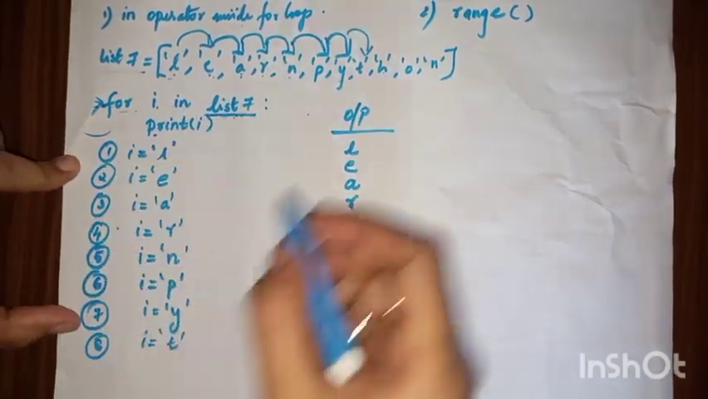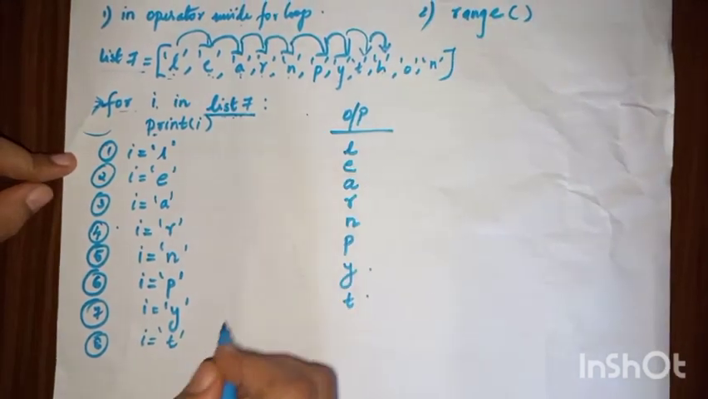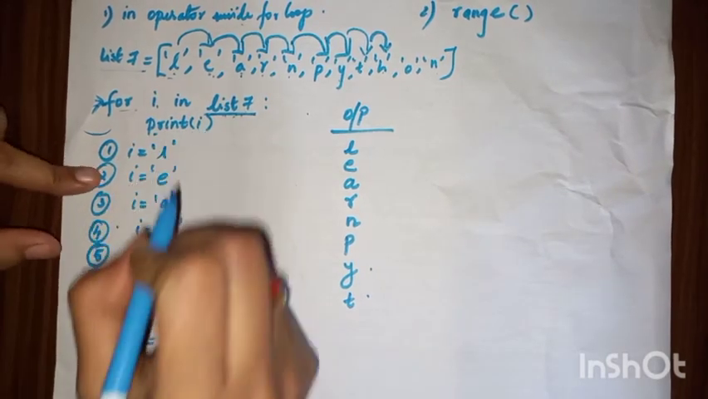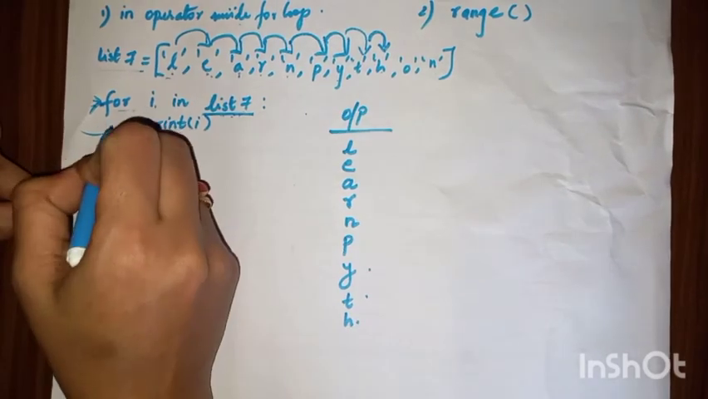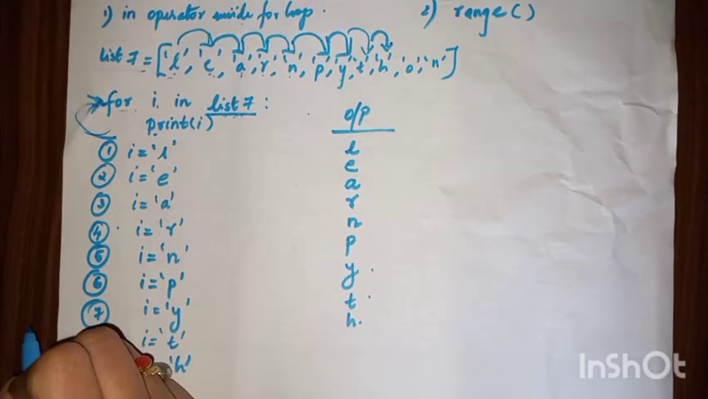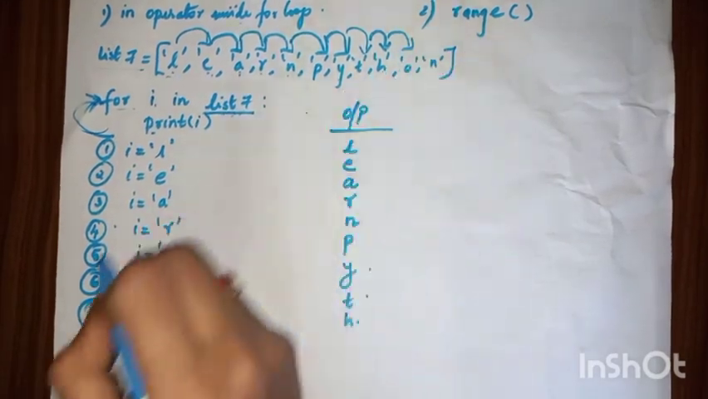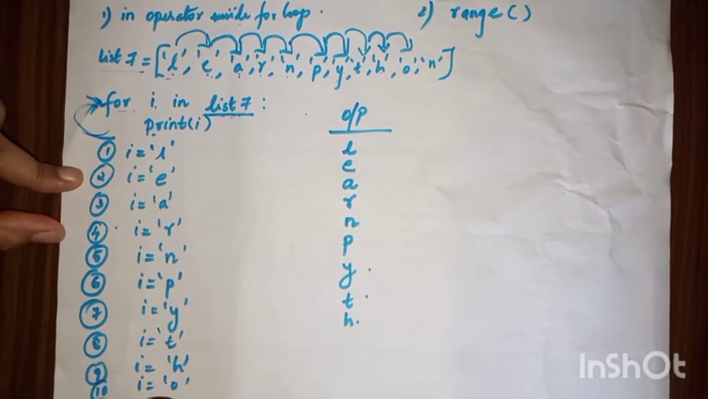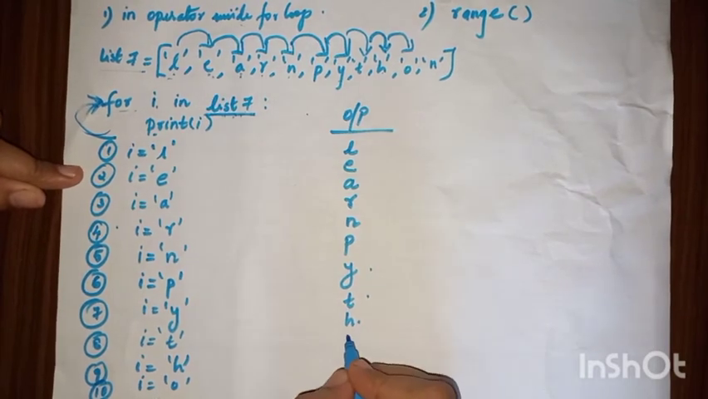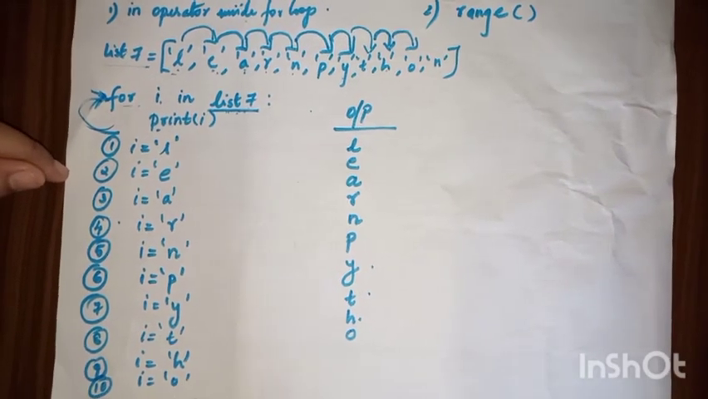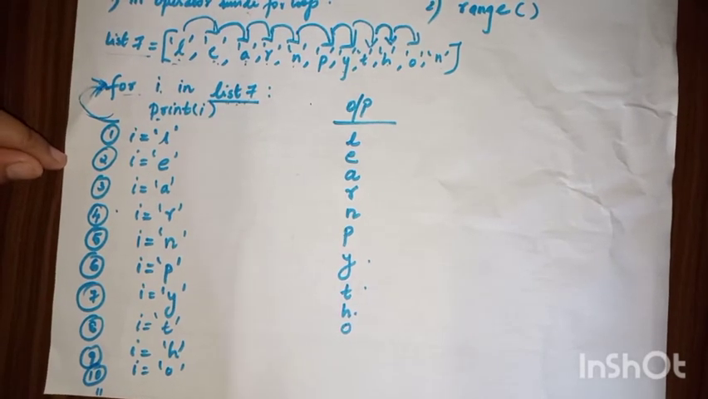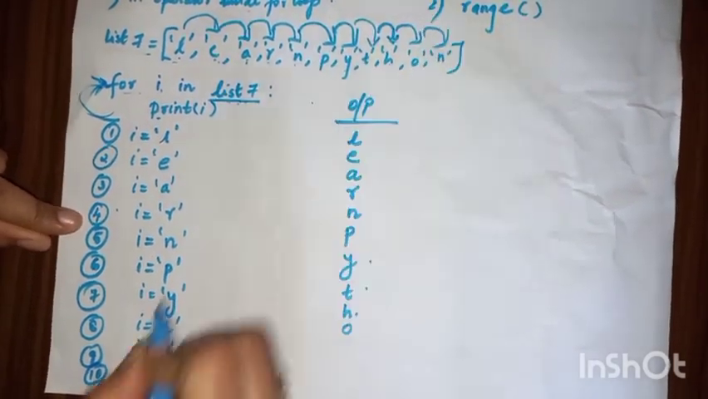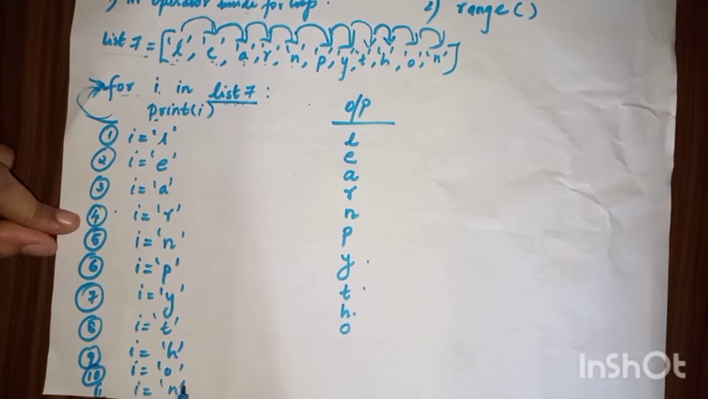Again the for loop will execute. The value of I will change and become H. In the ninth iteration, I is equal to H, and print I will print H. Again it will go to the start of the for loop, and the value of I will change and become O. In the 10th iteration, I is equal to O, and print I will print O. In the 11th iteration, again it will go to the starting of the for loop and I will become N. The value of I will be N.